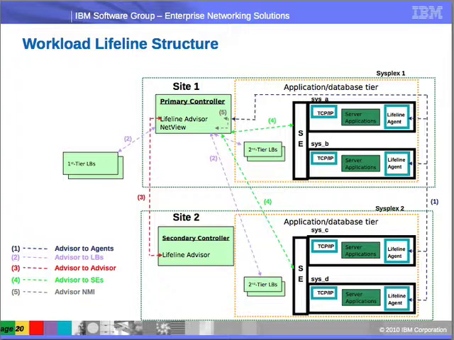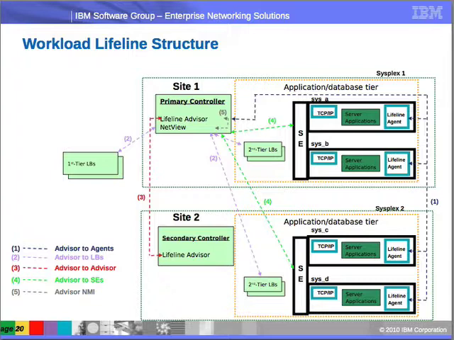In the event that the primary controller, or the Lifeline advisor running on that primary controller, were to go down, that secondary Lifeline advisor running in Site 2 would automatically take over and it would know all of the state information. All the first and second tier load balancers as well as all the Lifeline agents would automatically reconnect to this new Lifeline advisor running in another site. So you do not have a single point of failure in this case, since we've maintained state information across a failure.